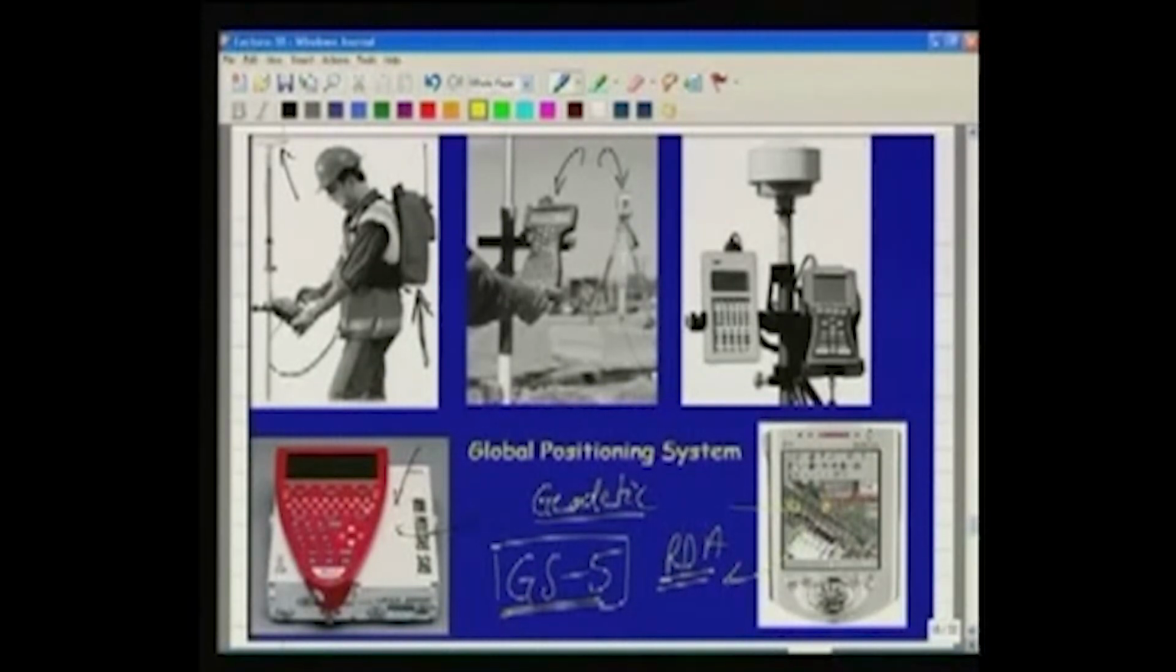The additional things can be added with the GPS. So this is just an example of various kinds of GPSs which can be handheld, can be very precise, can be put on a tripod, can be put on your back, and can be used with the total station and others.